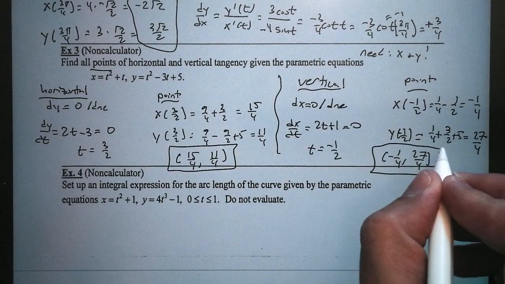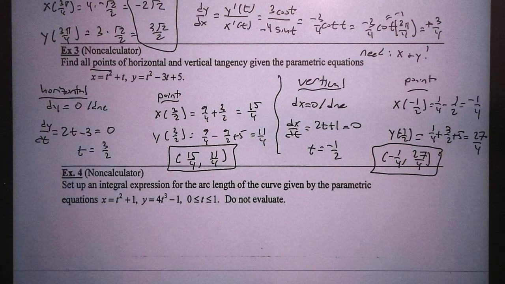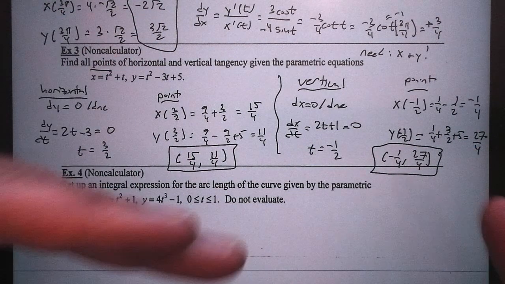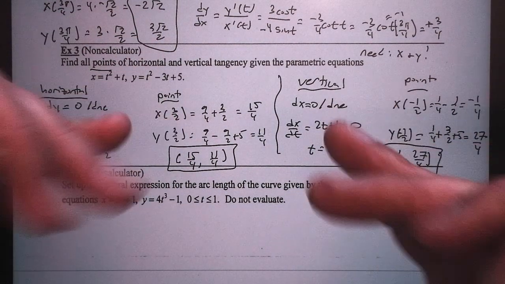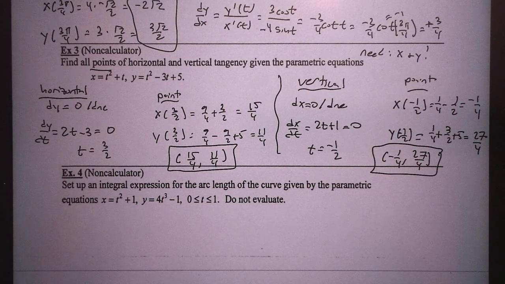So what's really nice about parametrics is because it doesn't care if it's horizontal or vertical, it's going to find it for us no matter what, and that's the idea of getting our function in terms of an alternate variable, in this case t, our parameter.